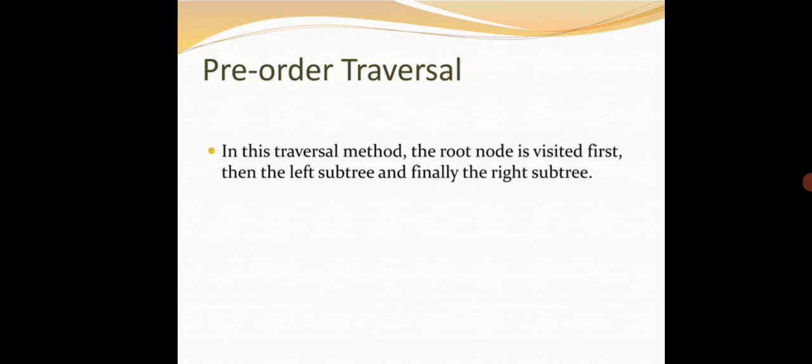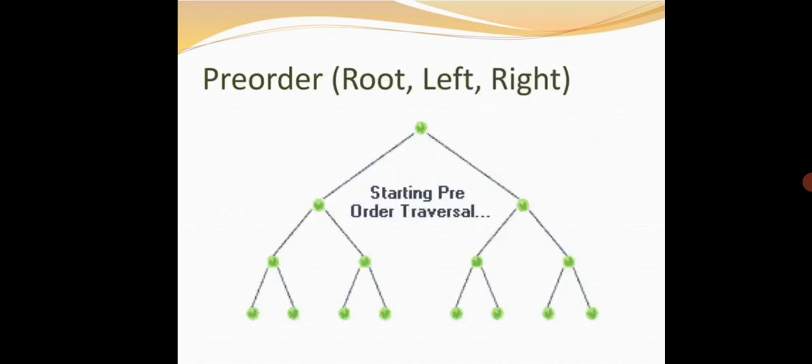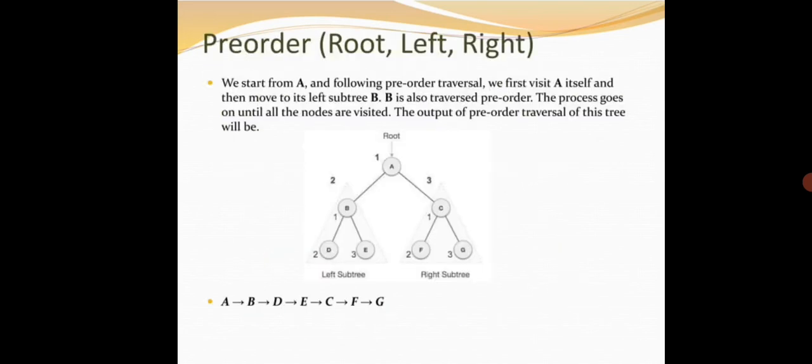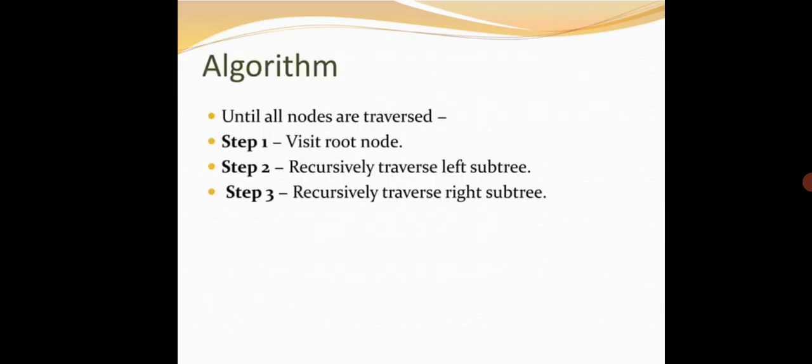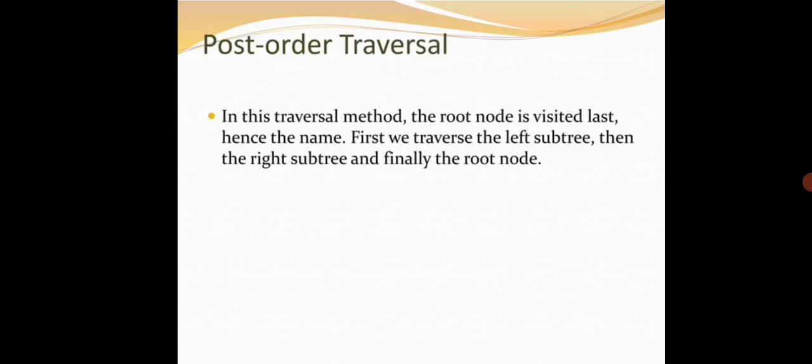Pre-order traversal. In this traversal method, the root node is visited first, then the left subtree, and finally the right subtree. Pre-order: root, left and right. In pre-order, we start from A and, following pre-order traversal, we first visit A itself and then move to its left subtree B, and B is also traversed pre-order. The process goes on until all the nodes are visited. The output of a pre-order traversal of this tree will be A, B, D, E, C, F and G.